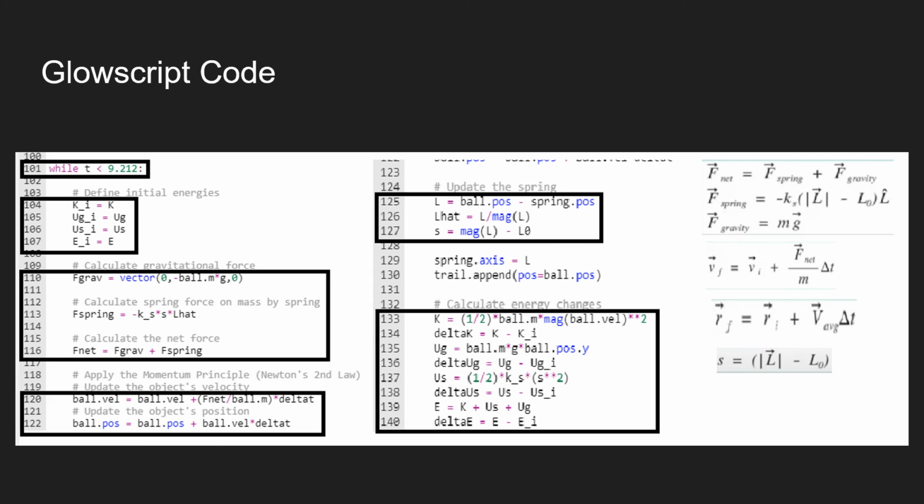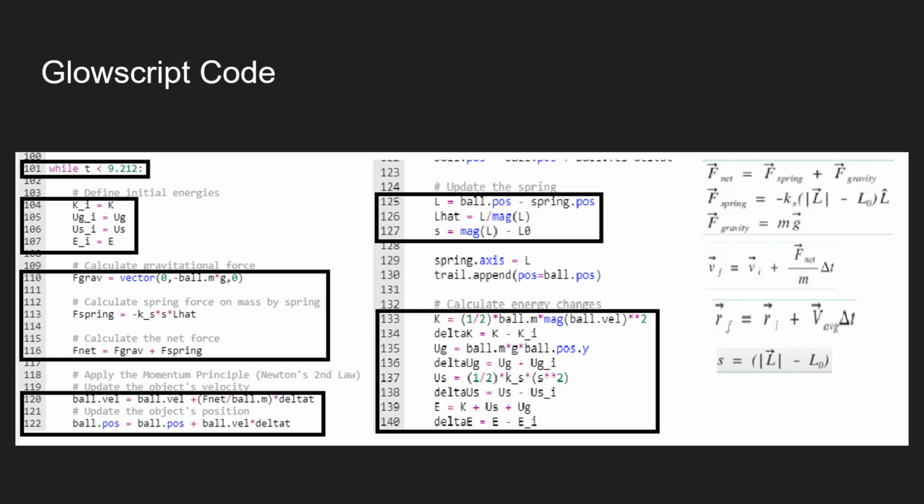As discussed earlier, the total energy within the system is equal to the sum of the kinetic energy, the gravitational potential energy, and the spring potential energy. Kinetic energy is equal to 1/2 mass times velocity squared. Gravitational potential energy is equal to the mass times the acceleration due to gravity times height. Spring potential energy is equal to 1/2 times the spring constant times the spring stretch squared. This portion of the code will run until the last time step in the observations.